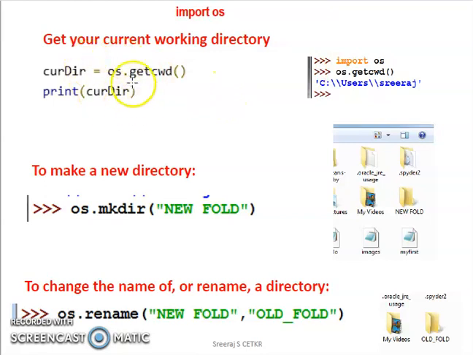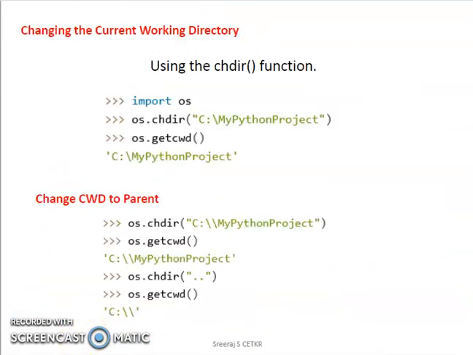We have to mention the module name here also. So os.method name here also. Please note it down. Then moving to the next slide, we can see that chdir means we have to change the current directory. So import os, os.chdir means change the current directory to this particular location.